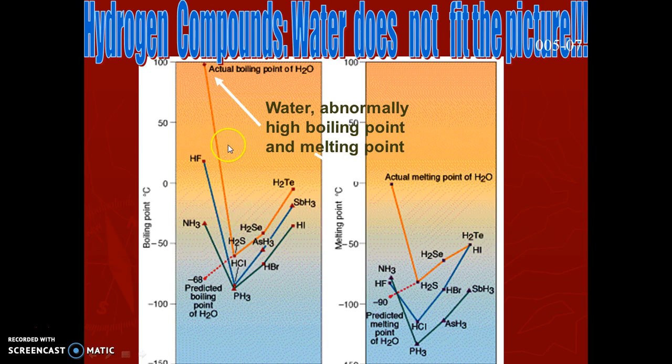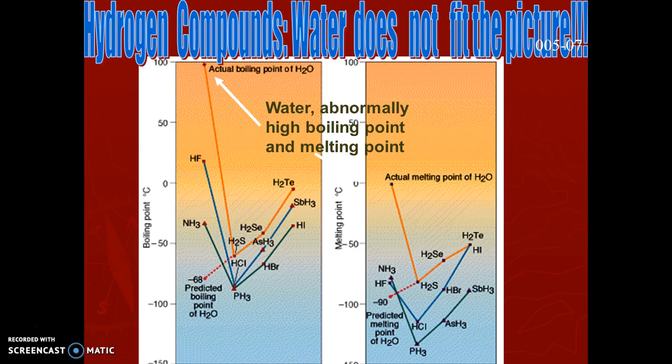But water instead boils at 100 degrees Celsius. Notice this trend goes down, down, down, and all of a sudden, boom, goes up here. It has an abnormally high boiling and melting point. And the reason is because of hydrogen bonding. Hydrogen bonding is the strongest type of intermolecular force. And hydrogen bonding only occurs when hydrogen bonds with oxygen, fluorine, or nitrogen.